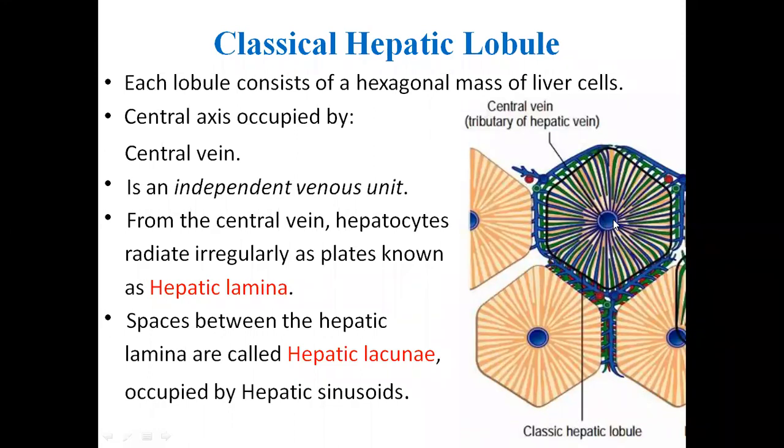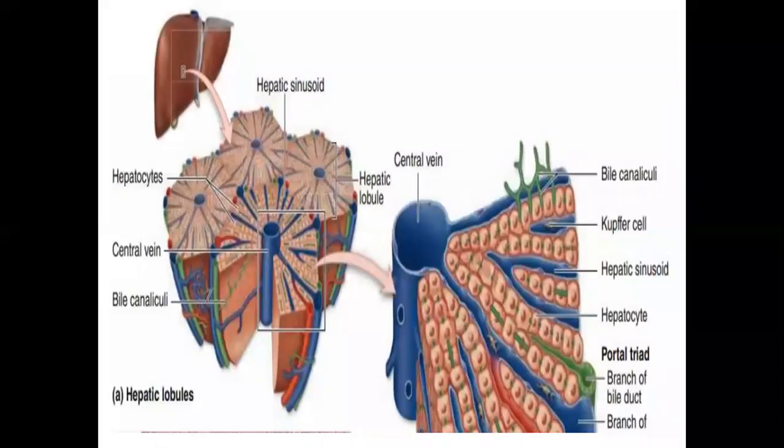Its central axis is occupied by the central vein. It is an independent venous unit. From the central vein, hepatocytes radiate irregularly outward. This is known as the hepatic lamina in this diagram. You can see here a radiation of hepatic cords, or hepatocytes, from the central vein. It acts as a central axis. These hepatocytes radiate outward and are called the hepatic lamina.